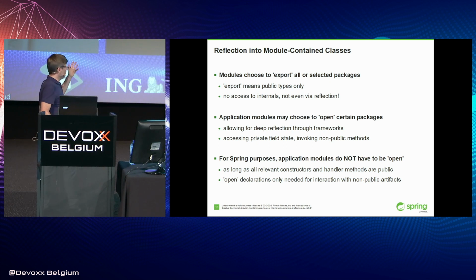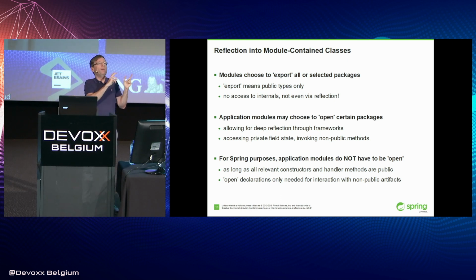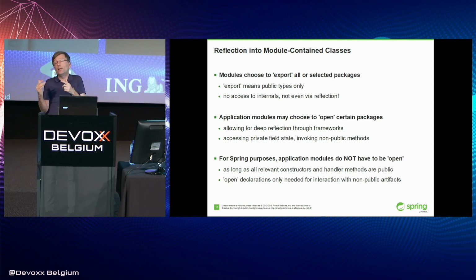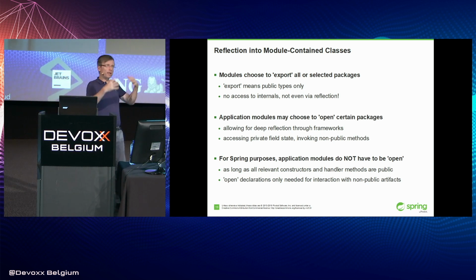There's an additional notion called openness. So modules can export certain packages. Modules can also declare packages as open, or the entire module as open. Exporting literally just means making the public types in that package accessible to other modules.